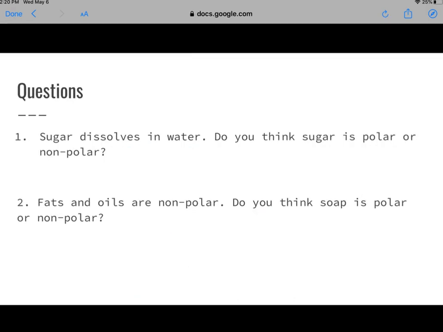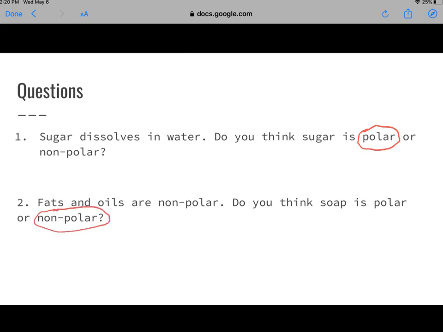So here's a couple questions to consider. We know that sugar dissolves in water. So do you think that sugar is a polar molecule or a nonpolar molecule? And then fats and oils are nonpolar. So is soap polar or nonpolar? If we think about this, since sugar dissolves in water, sugar is polar. Fats and oils are nonpolar, so soap has components that are nonpolar.